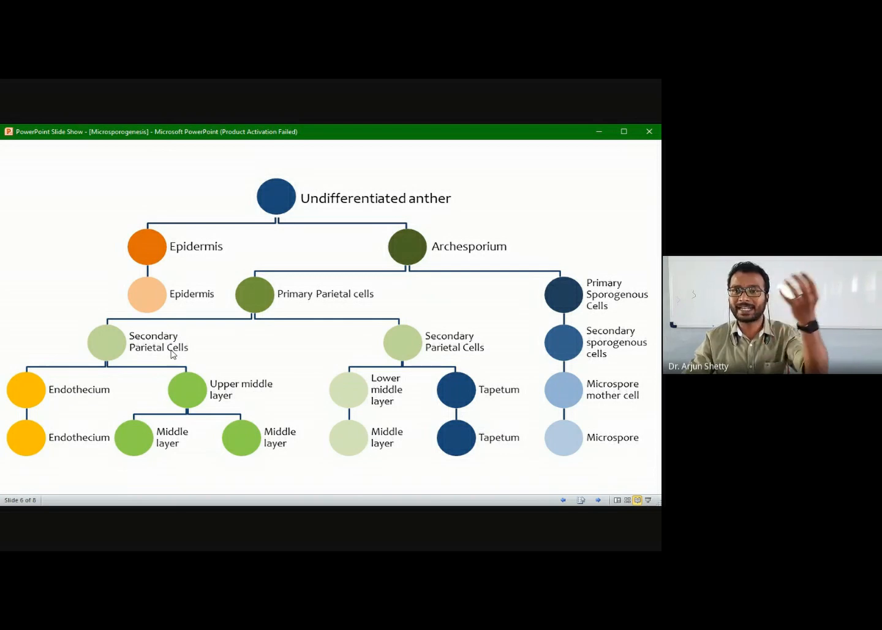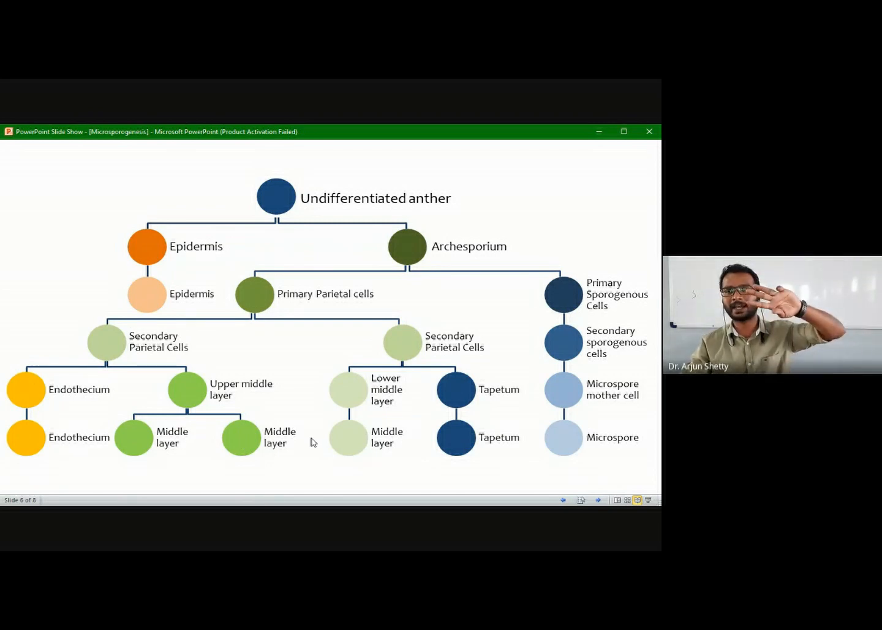Some of the secondary parietal cells divide and form the endothecium. Got it? As I already told you, in most textbooks they have given it as only a single-layered endothecium, which is the outermost anther layer, so I have mentioned it as only one. Next, some of the secondary parietal cells divide and form the middle layer. The middle layer may sometimes be one, two or three layered. The upper middle layers are formed by the secondary parietal cells, below the endothecium.